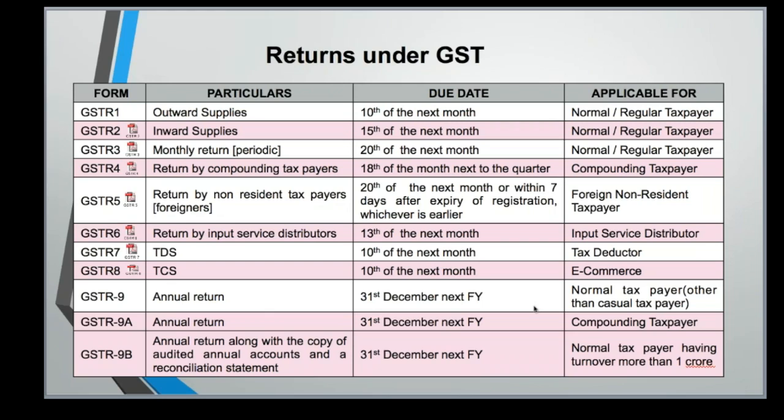However, they have given certain relaxation for the normal outward supplies return and inward supplies return. For July, GSTR 1 has to be filed between 1st and 5th of September, and GSTR 2 between 6th and 10th of September. Similarly, for the month of August, instead of filing on 10th and 15th, you have to file GSTR 1 between 16th and 20th September and GSTR 2 between 21st and 25th September.